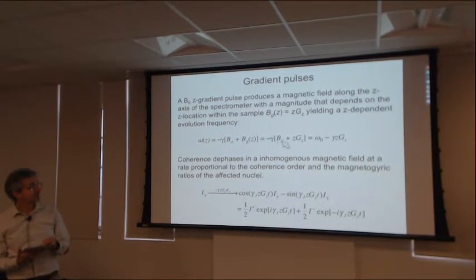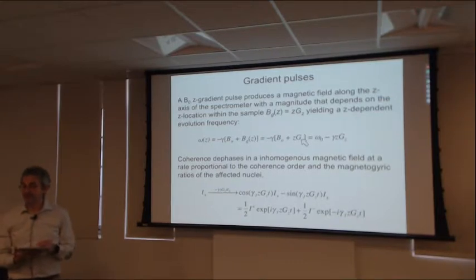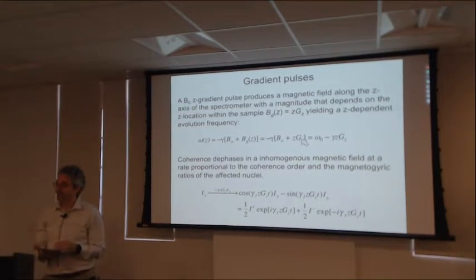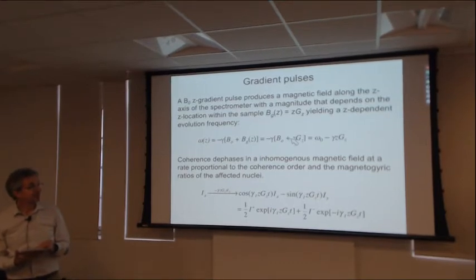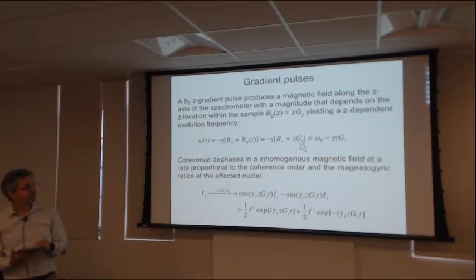The field in the way the probes are built varies linearly along the Z. So capital G sub Z here is called the field gradient. That will be something like Gauss per centimeter. And then Z is the position. So the product of the two is a magnetic field. But it depends on the position.